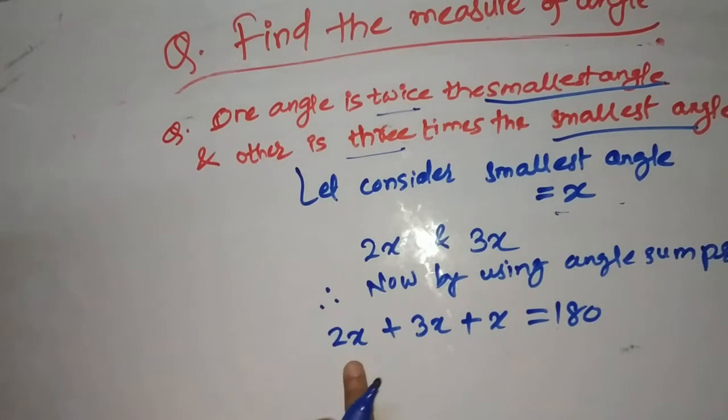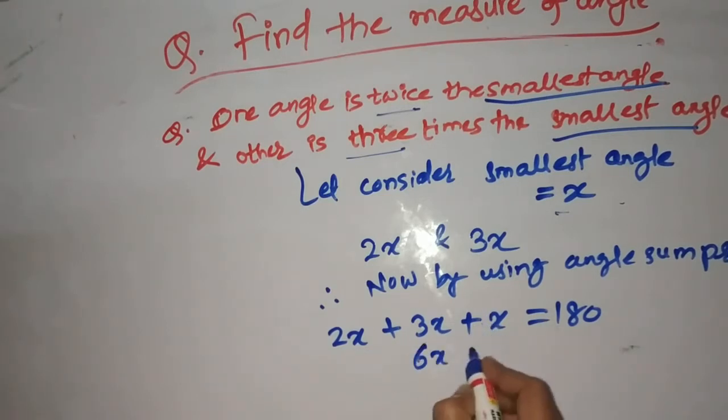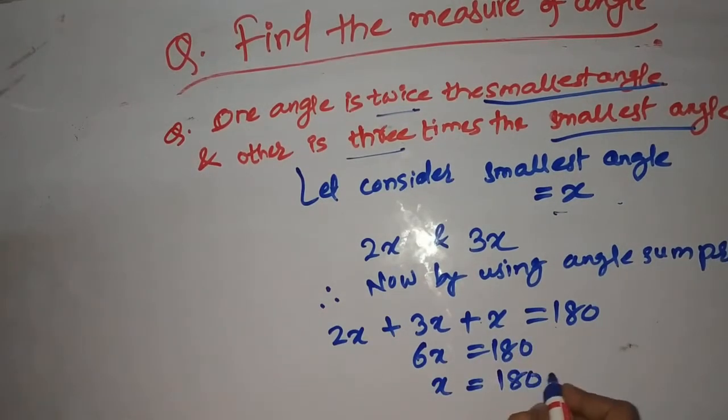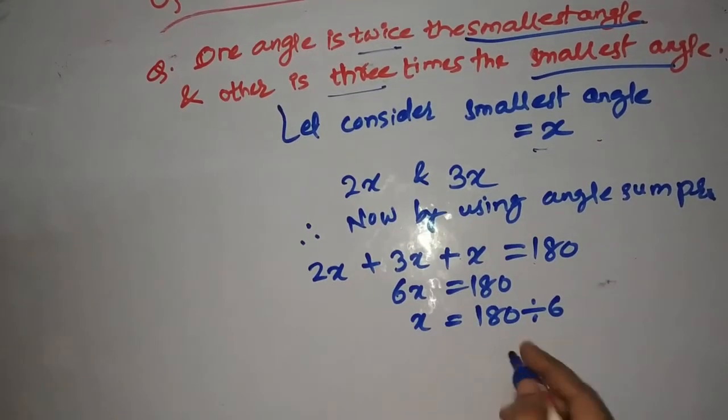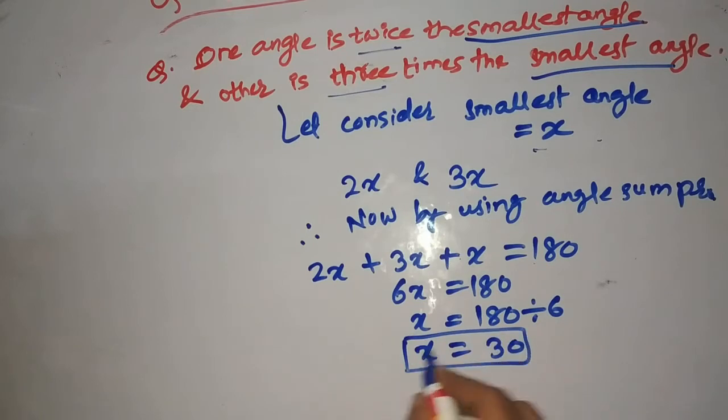Just add them all. 2 plus 3 is 5, and here nothing is written, which means 1 is there. So 6x is equal to 180. So x is equal to 180 divided by 6. Multiplication will go and there it becomes division. So we'll get x as 30 degrees. So friends, x is 30 degrees.